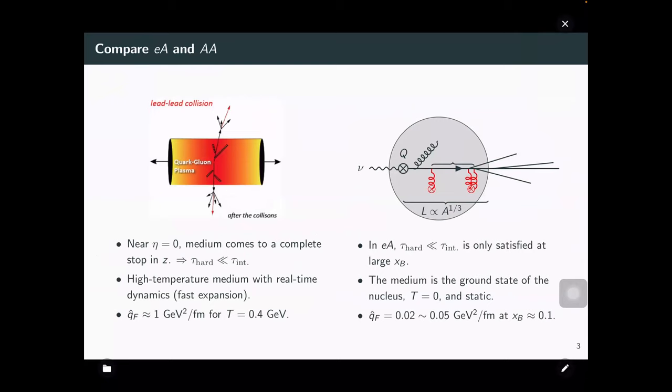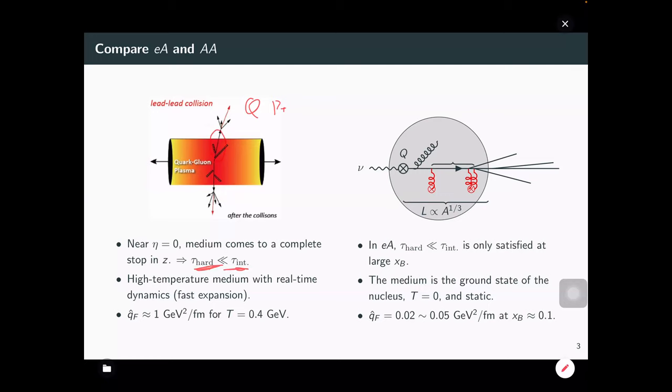At this point, it may be useful to compare EA and AA side by side. One important difference is that in AA collisions, especially at middle rapidities, the jet parton is deflected by almost 90 degrees, while the medium at middle rapidity, because you have two slabs of matter coming from each side, almost comes to a complete stop in the longitudinal direction. So as long as you trigger on a hard Q or high pT process, this hard time scale is always much smaller than the final state interaction time scale.